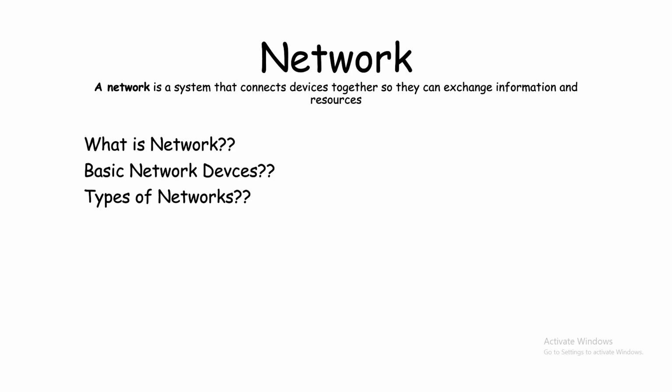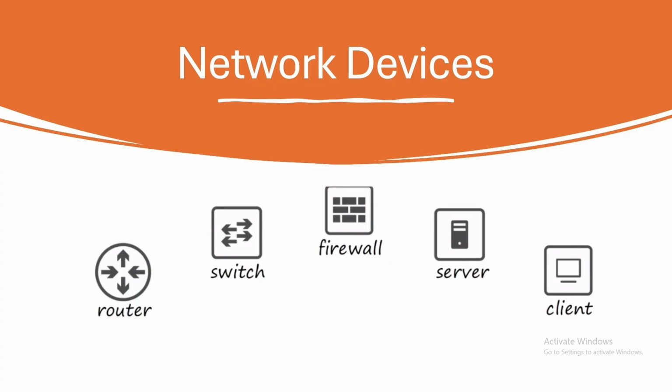As a network engineer, we commonly use network devices like router, switch, firewall, server and client. Here I will give a basic idea about all the devices, and going forward, we will discuss more about each device. The router connects different networks. When we want to connect our home network to the internet, the router plays a major role in the connection. The switch connects all the devices within the same network.